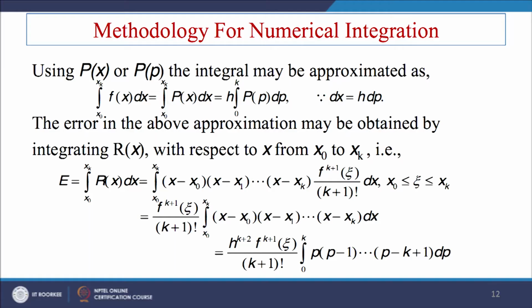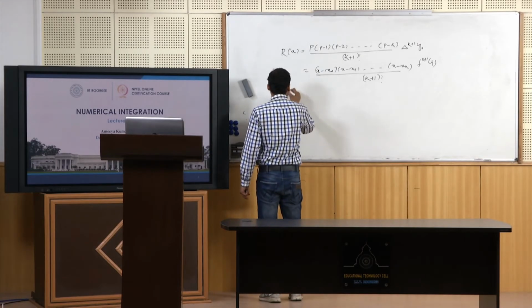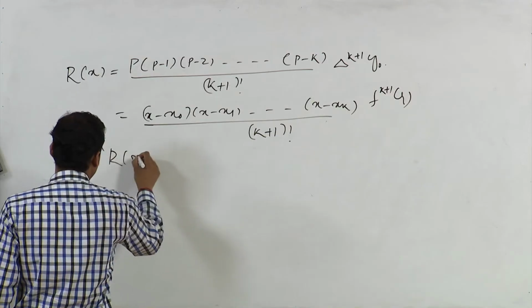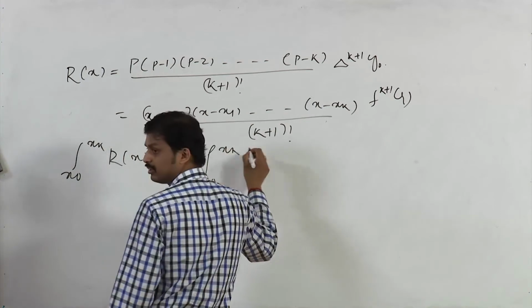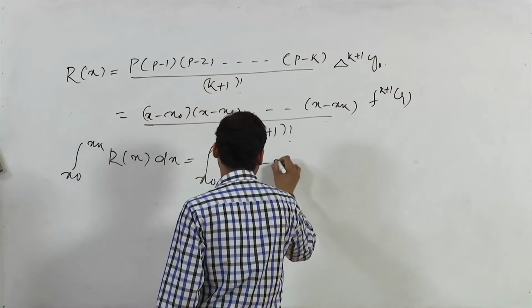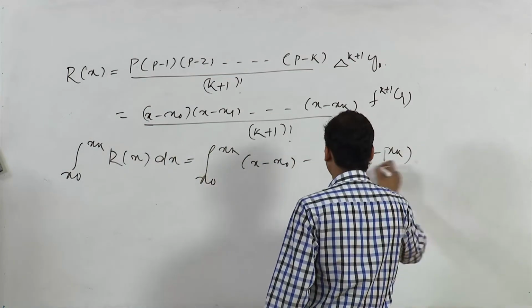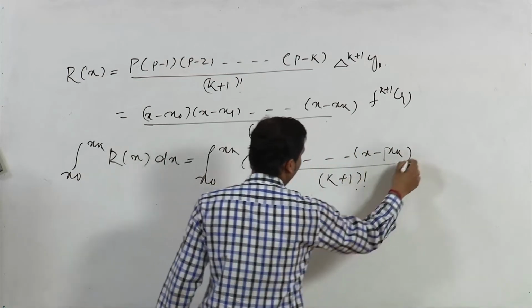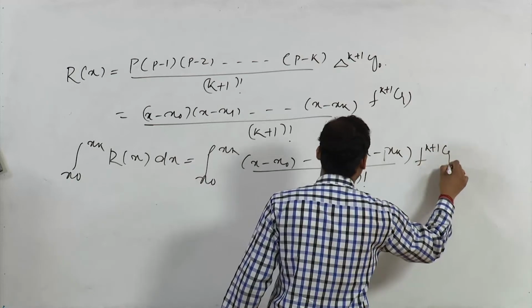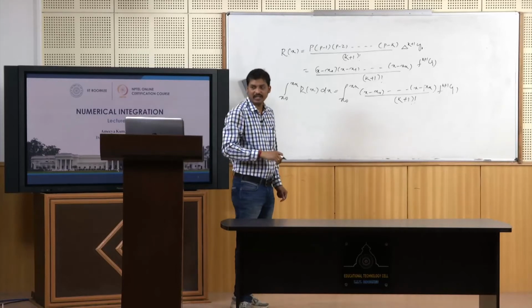If we integrate this within the range x0 to xk, this can be written as the integral from x0 to xk of R of x dx. This can be written as the integral from x0 to xk of x minus x0 up to x minus xk divided by k plus 1 factorial, f to the power k plus 1 of zeta, where zeta lies between x0 and xk.